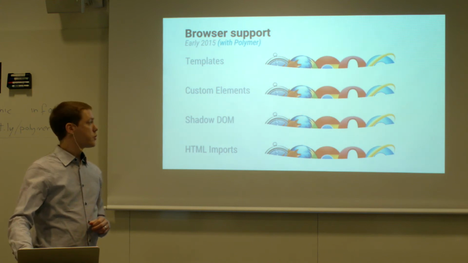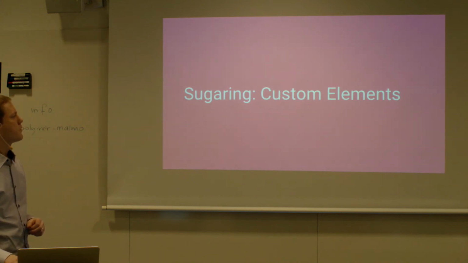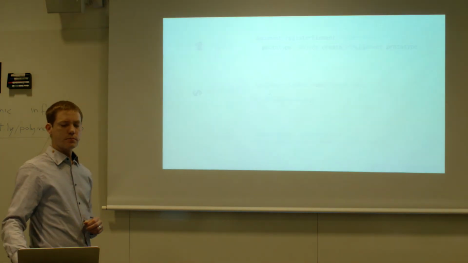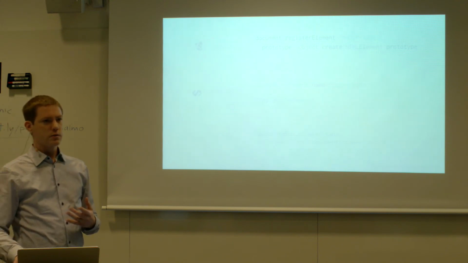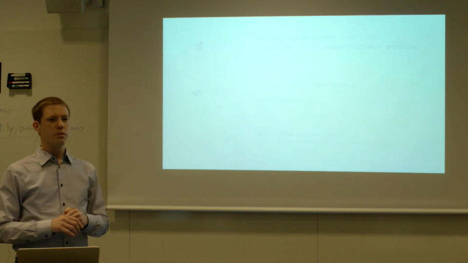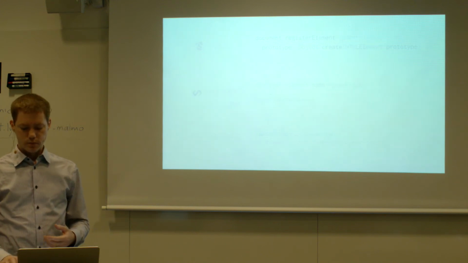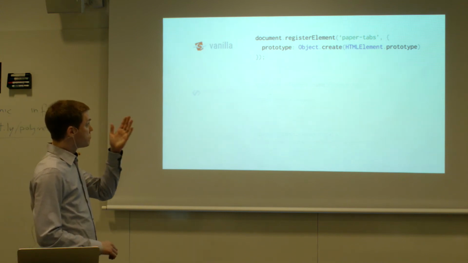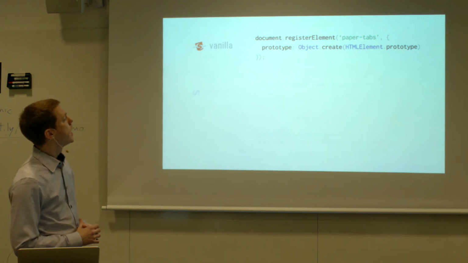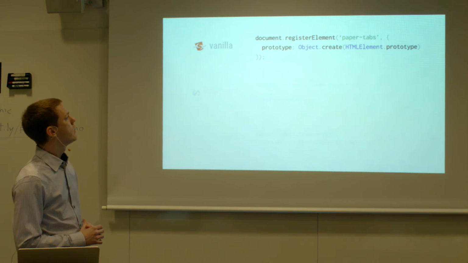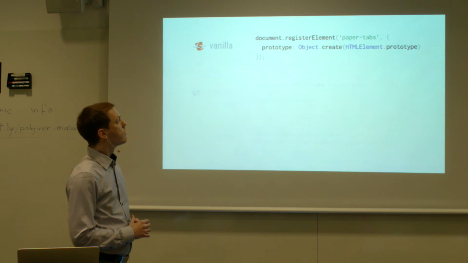And now, when we have support for these, we can start looking into how Polymer sugars the web component stuff. So first off, custom elements. If we were to create an element, I'm going to show you how to do it in plain JavaScript, meaning with the web components API, then with Polymer, and then how to use it. Simple: document.registerElement, give it the element name, and then provide a prototype. In this case, it's just a normal HTML element.